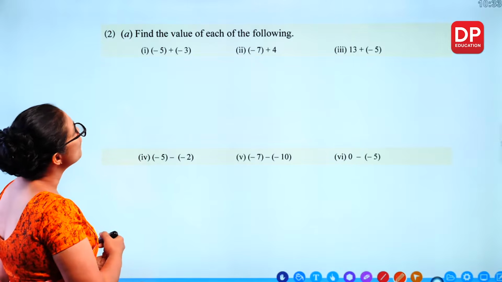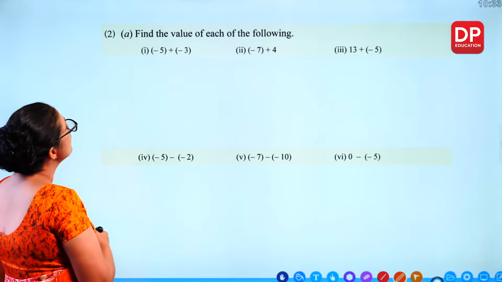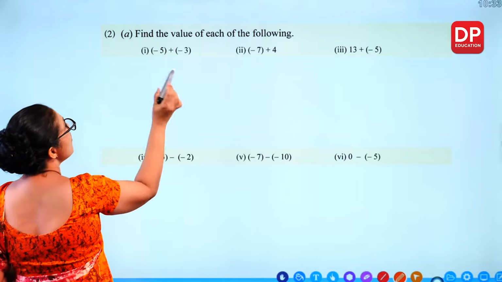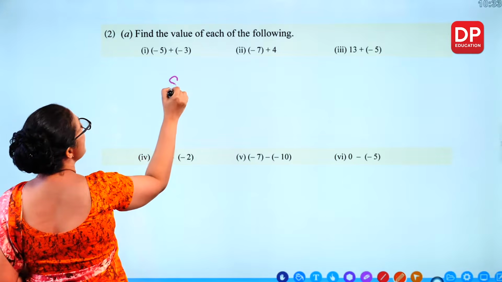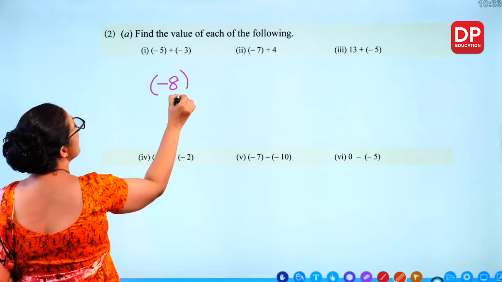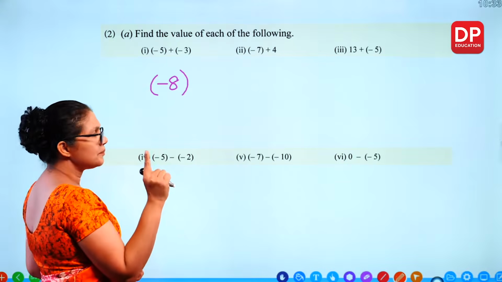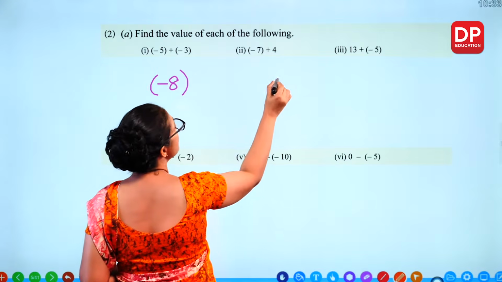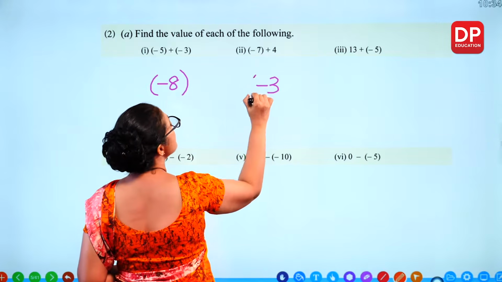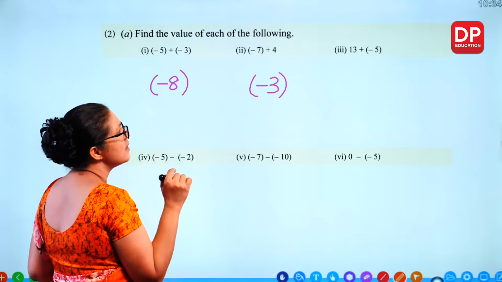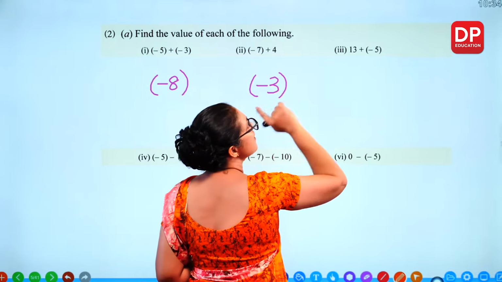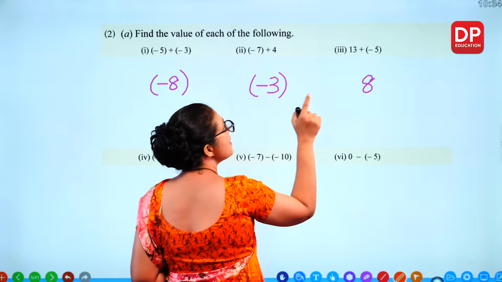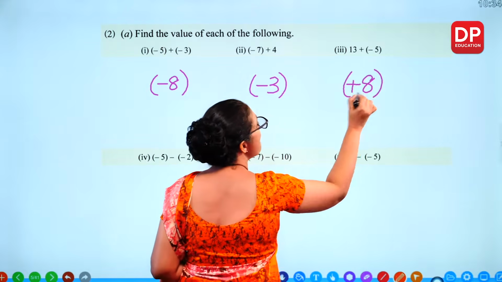Find the value of each of the following. So these are directed numbers. Adding same sign, you add the numbers 5 plus 3, 8 and put the sign minus. Here, adding different signs. Take the difference. 7 and 4 difference is 3. Bigger number is minus, so you put minus 3. Here, take the difference. 13 and 5 difference is 8. Bigger number is 13, so that's plus.